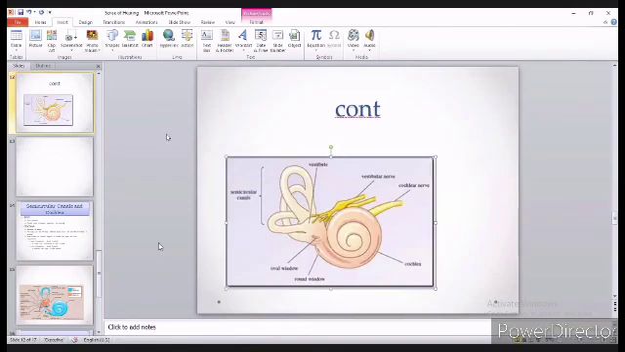Anyway, when you unravel this, we said visualize it as a pen you're holding. Above the pen, you have the scala vestibuli, separated by the scala media from the scala tympani, okay? And between the scala tympani and the scala media, the lower portion, you have the basilar membrane. Between the scala vestibuli and the scala media, you have Reissner's membrane, okay?